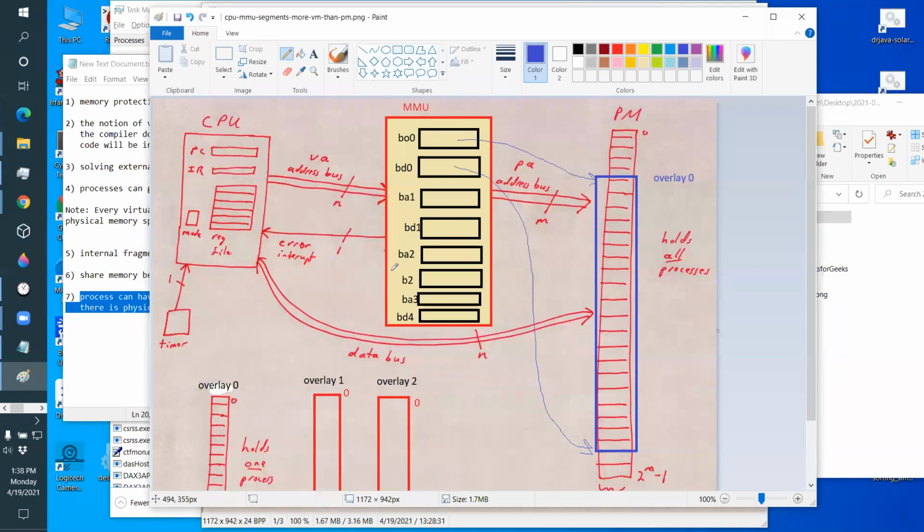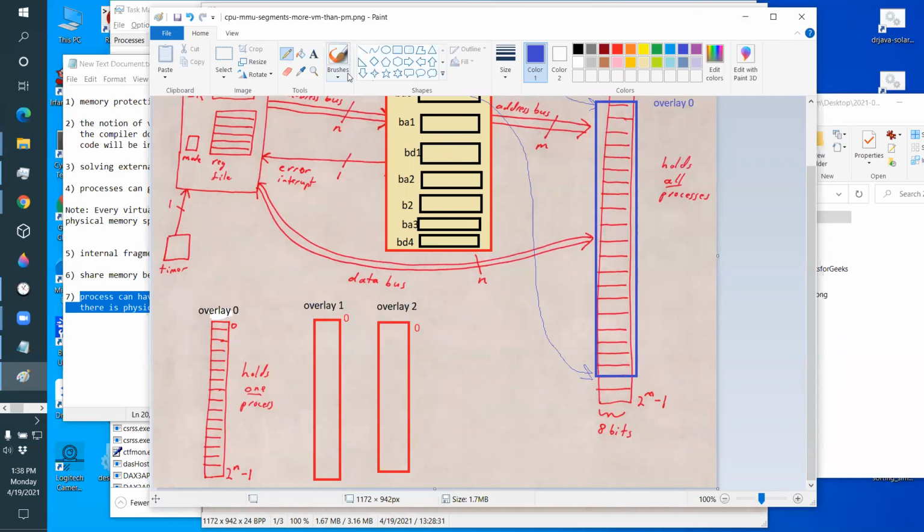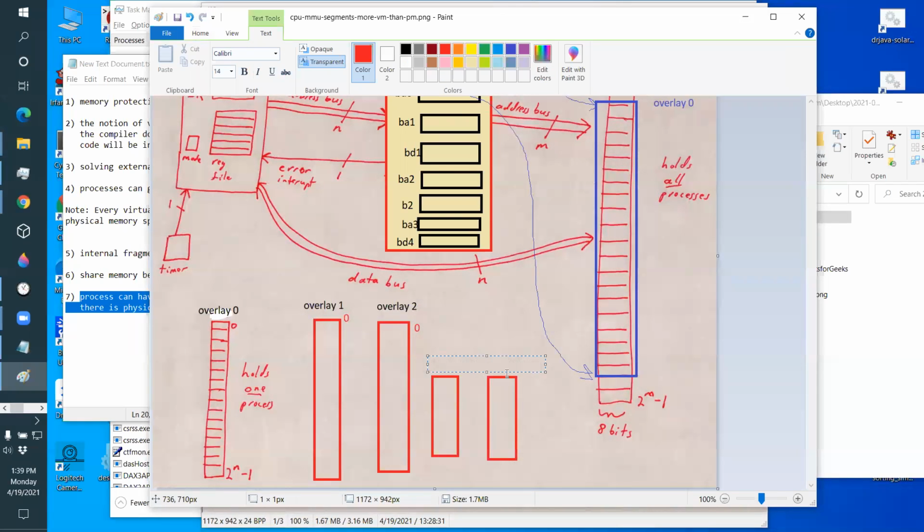And then the program would still have a stack segment and a heap segment. So the program would still have, if we want, we could think of it as having three code overlays and a stack segment and a heap segment.